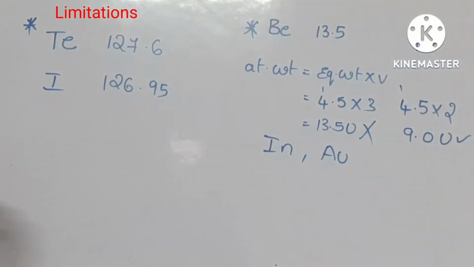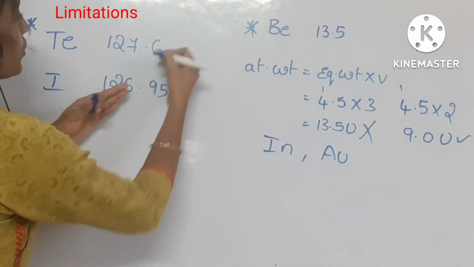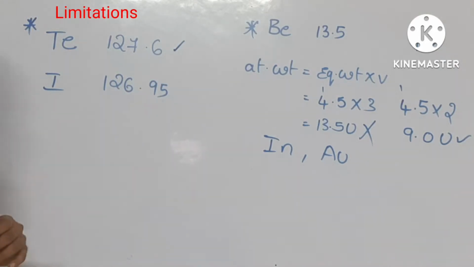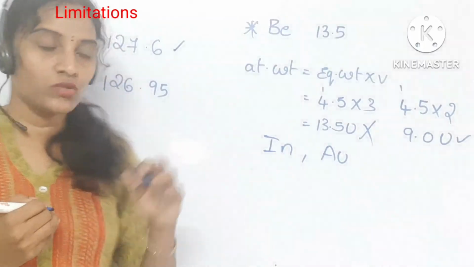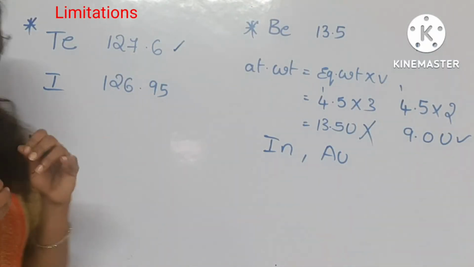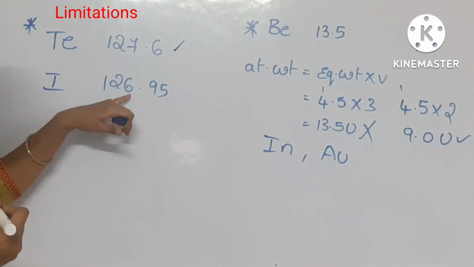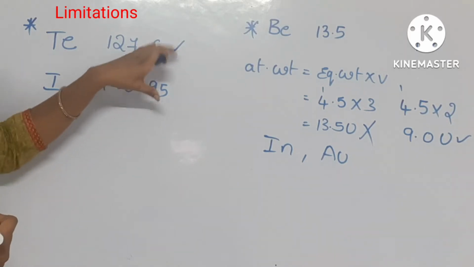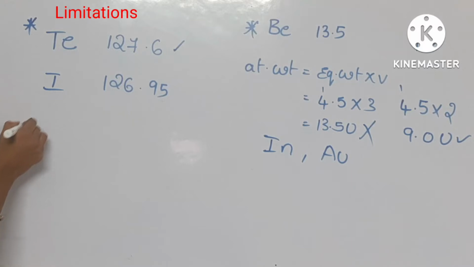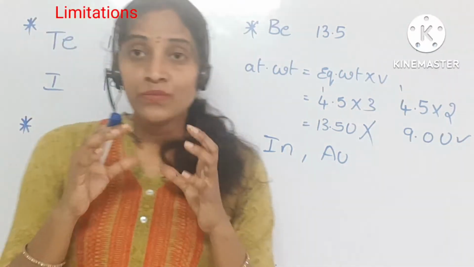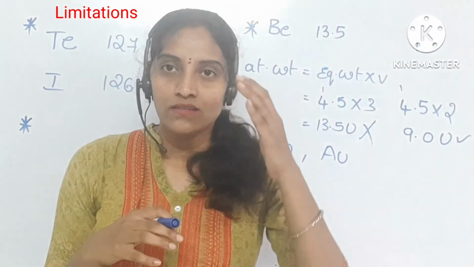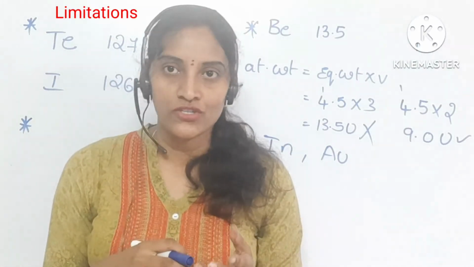Here he arranged tellurium before iodine, but it is not the right arrangement. This is one of the minor mistakes. So these two elements are the anomalous pair. First we have to arrange the less atomic weight, then after that the more atomic weight. But here it is the reverse. And the next limitation is that some dissimilar elements were placed in the same column. What are those ones? You can see.